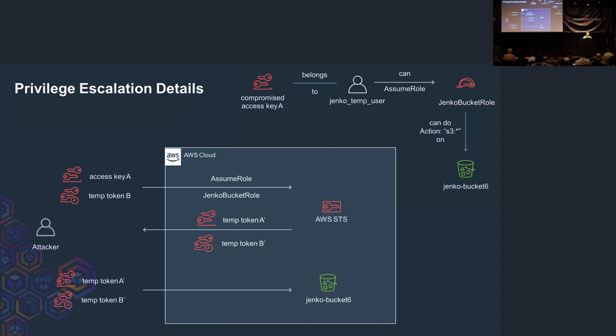I will use those new temporary tokens on future API calls, like the S3 bucket access. And when I use those, it will have this different role, okay? So that's the basic idea.